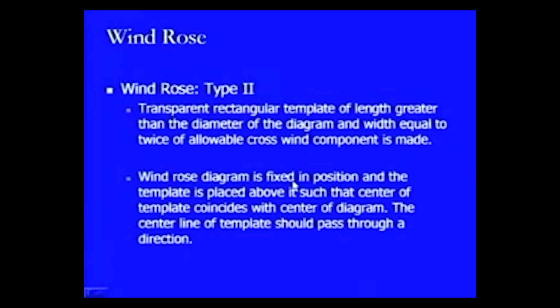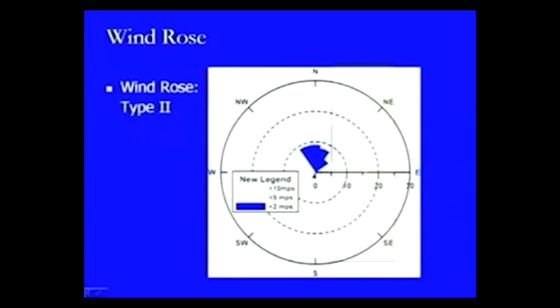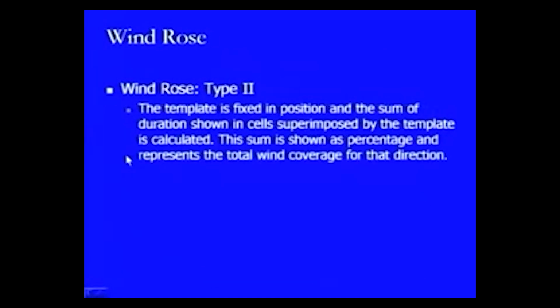Now, the windrose diagram is fixed in position and the template is placed above it such that the center of the template coincides with the center of the diagram, and the center line of the template should pass through the direction. Whatever is the center of this template will come at the center of this diagram which we have drawn, and the center of the template here will be at this location. This is how we place our template over this diagram and we start rotating our template.